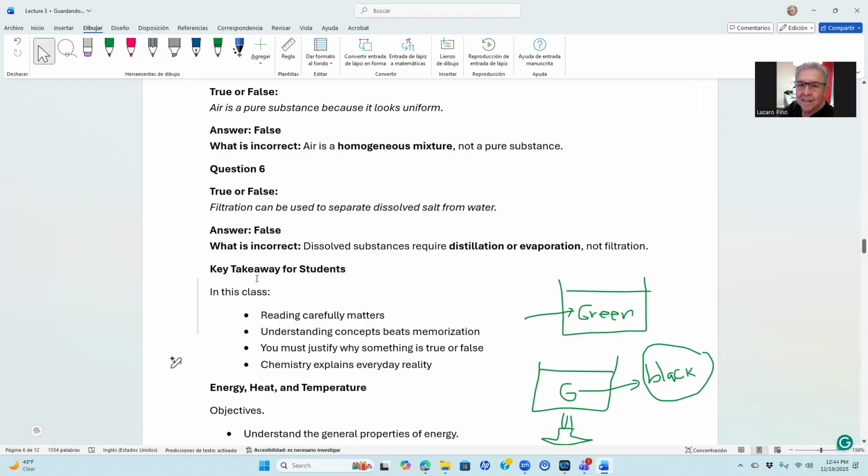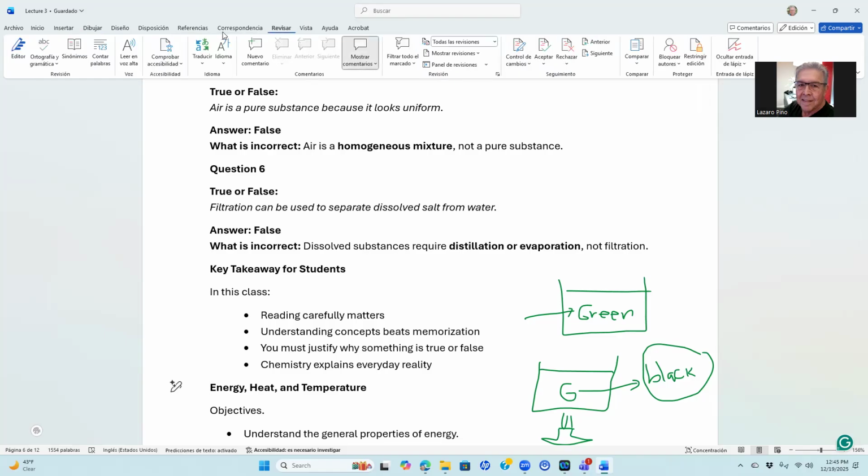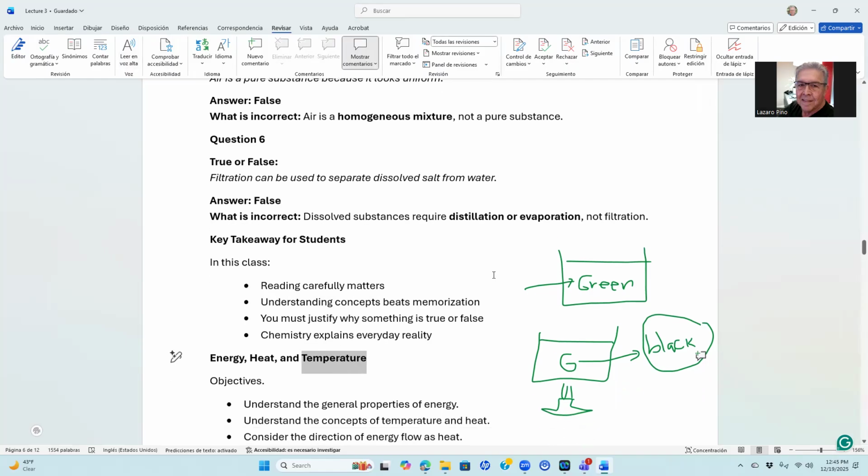As you can see, this lecture has chapter 3, but also has chapter 10 in your book. You can find energy, heat, and temperature in chapter 10, sorry. But these two parts are in week 3, in lecture 3. Energy, heat, and temperature.